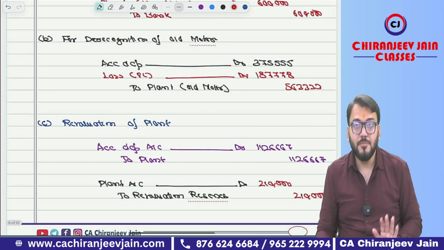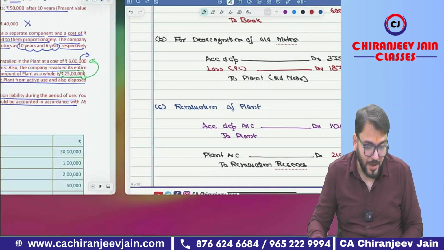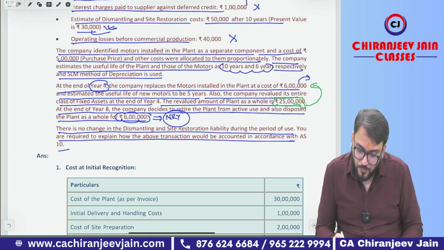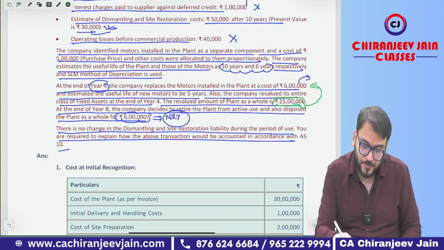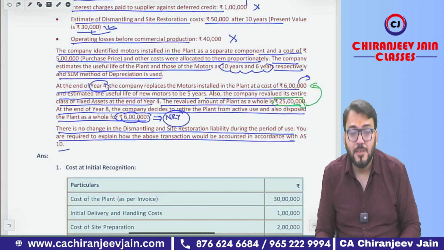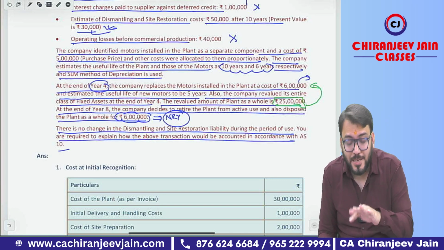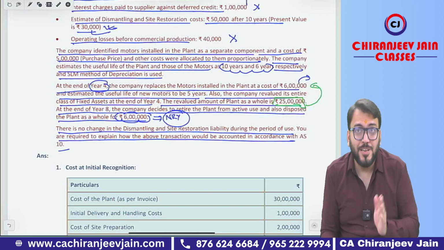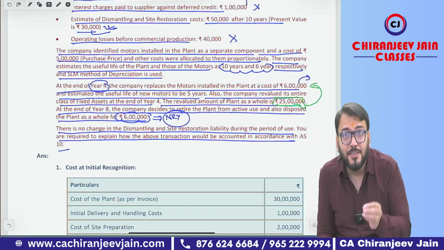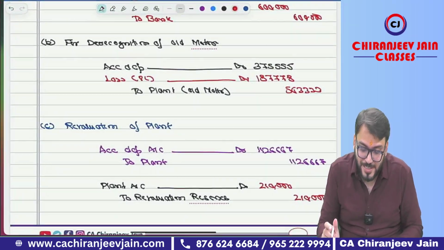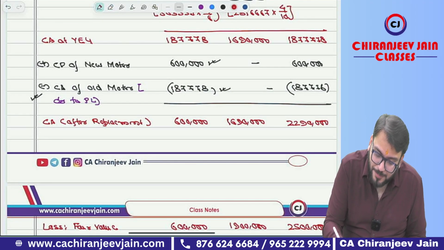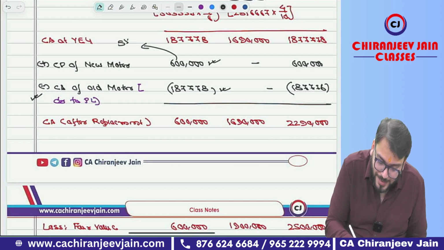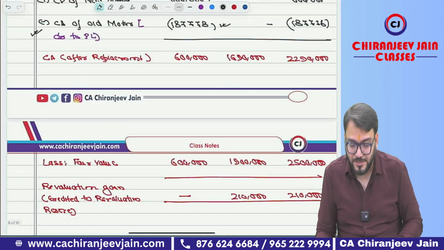Okay, sir. Okay. Now what have they asked? What they are saying: at the end of year 8, the company decided to retire the plant from active use and also dispose of the plant as a whole. So at the end of 8 years, means again after 4 years, because 4 years expired. But one thing is clear that now the useful life of the new motor will be again 5 years. Understood? Yes, sir. Madam.